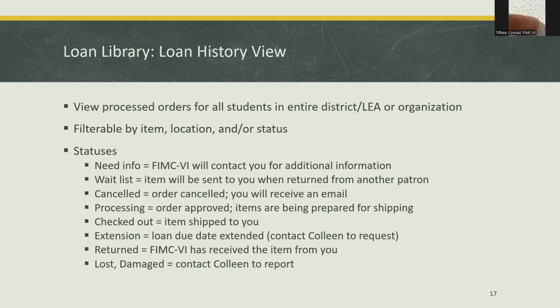But if you would like to request an extension, contact Colleen. She may not always be able to grant that request if we have a waitlist for an item. Return means that we have received the item back from you. And then loss and damage are statuses where you might have realized at some point that the device needs to be repaired or you can't find the item. You're going to let Colleen know, and then she'll update the status in the system.